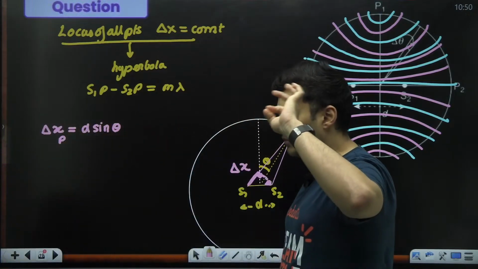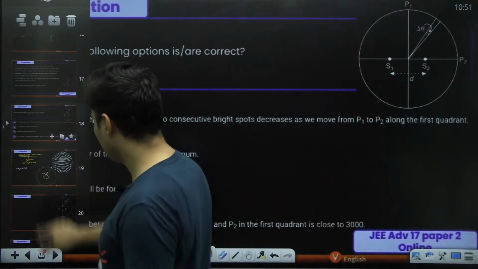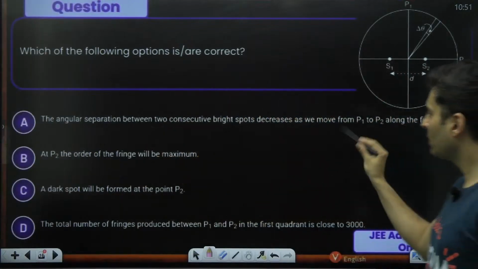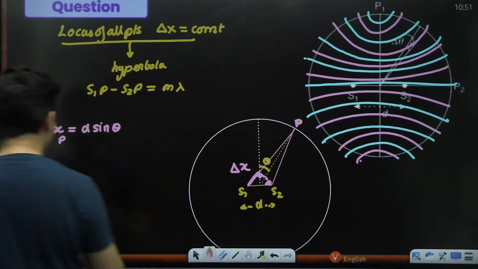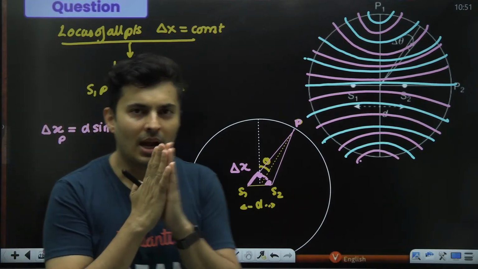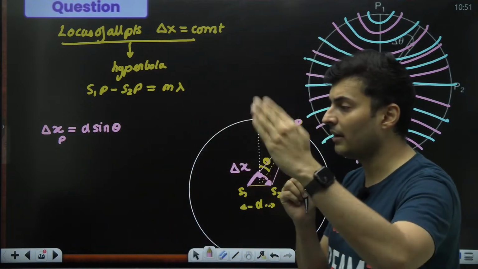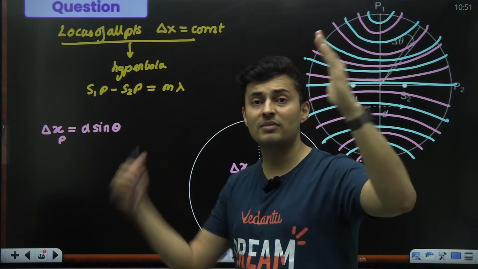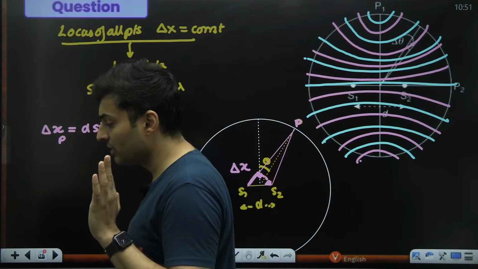Now let's think. If I want the angular fringe width, that is what the first option says: the angular separation between two bright spots decreases as we move from one point to the other. Okay, that is what they have asked. So how about differentiating this? Because I am interested in the angular fringe width, meaning the difference of the angular positions. So if I'm interested in the difference of the angular positions, which gives me the angular fringe width, I must be interested in the derivative of this.